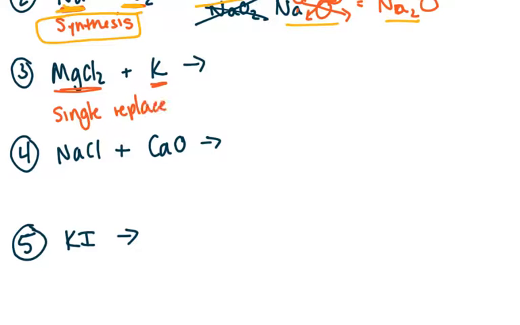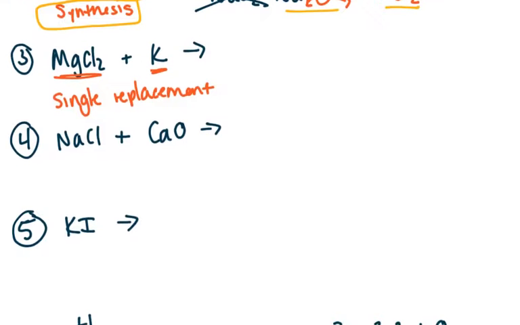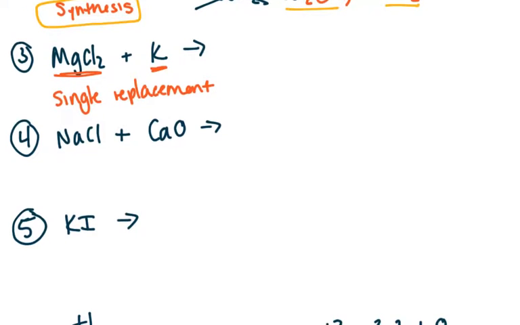It might also be called single displacement. That might have been in your notes, and that's fine. Single replacement. So first thing I'm going to do is I need to find out, is potassium going to replace the magnesium or the chlorine? I don't know. I have to figure out which one it's going to replace.